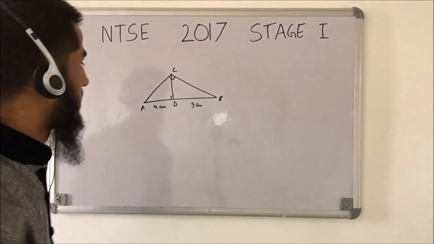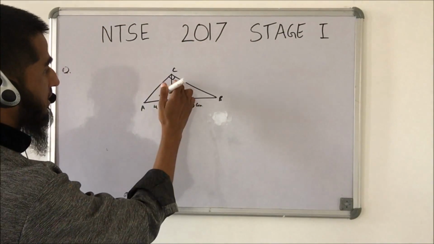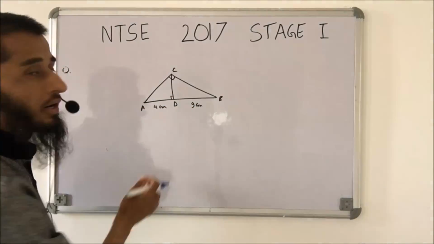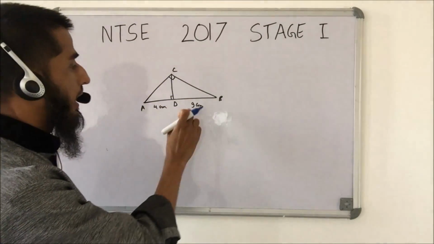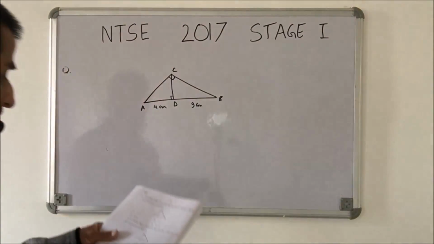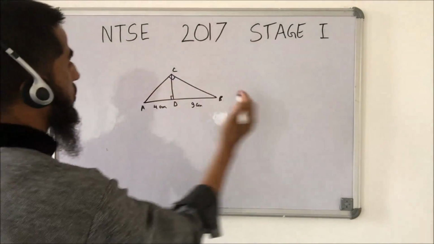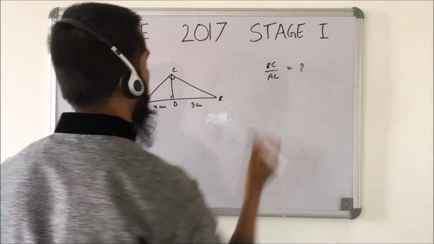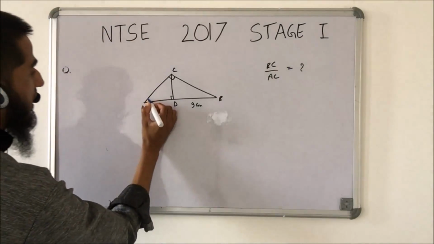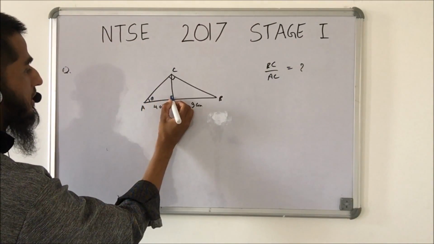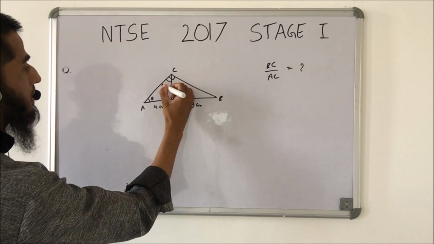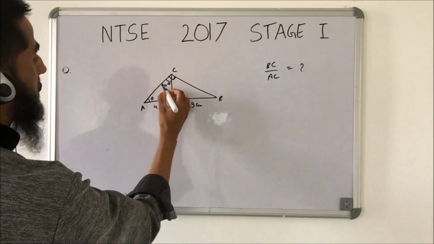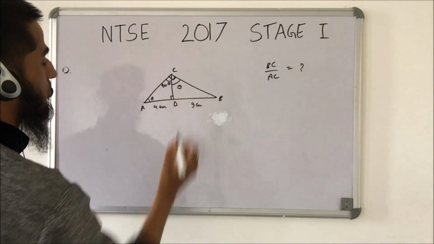This question says that a triangle is given which is right angled at C, and also CD is perpendicular to AB, and AD is given as 4 cm and DB is given as 9 cm. Now we need to find out the ratio of BC to AC. Now if this angle is theta, then this is 90 degrees, so this becomes 90 minus theta.